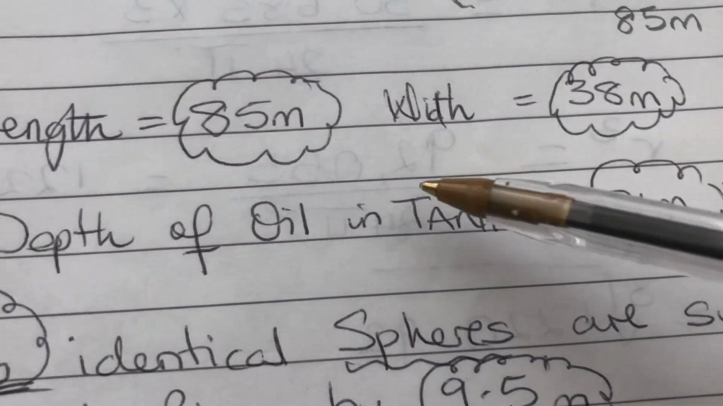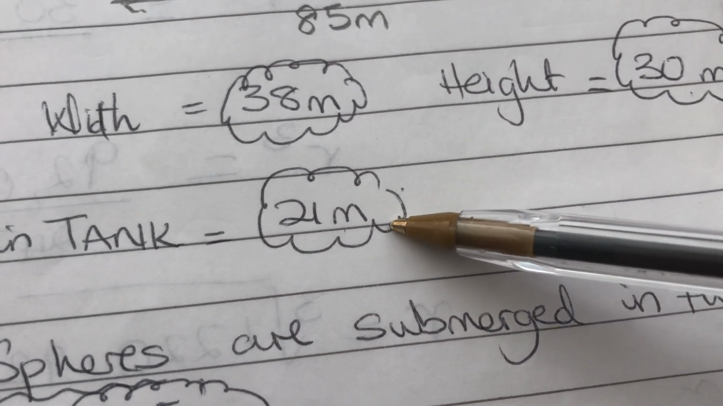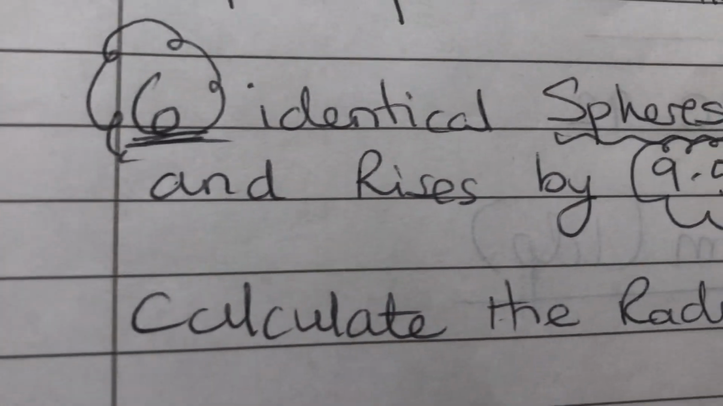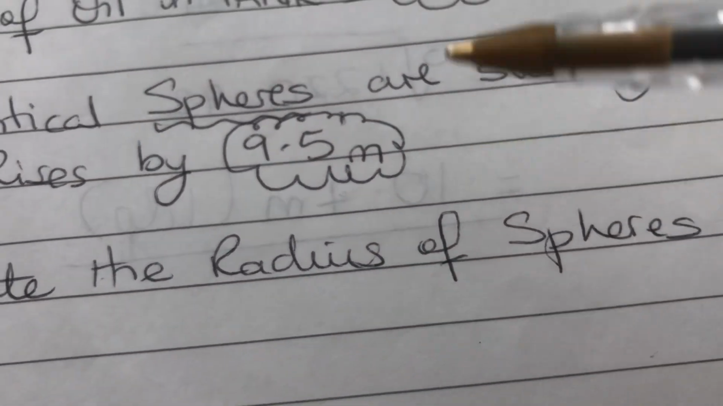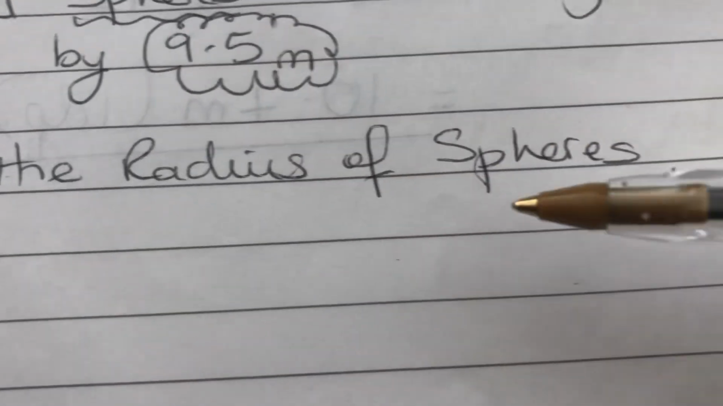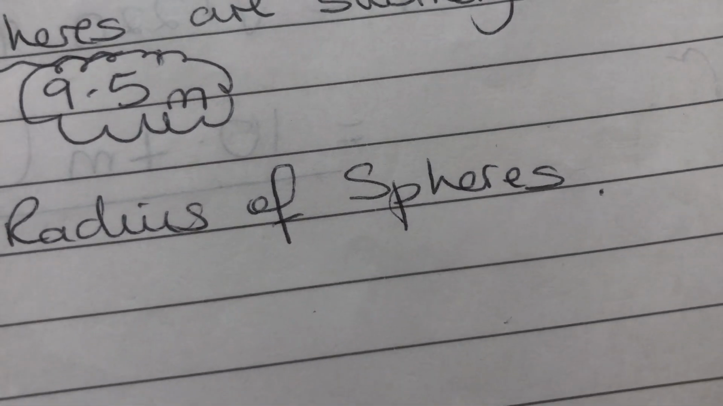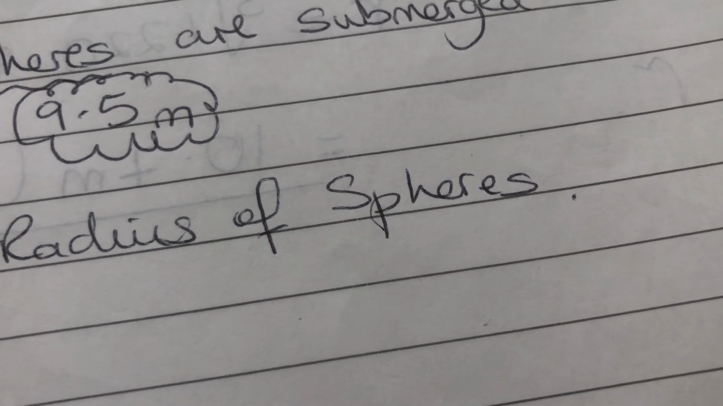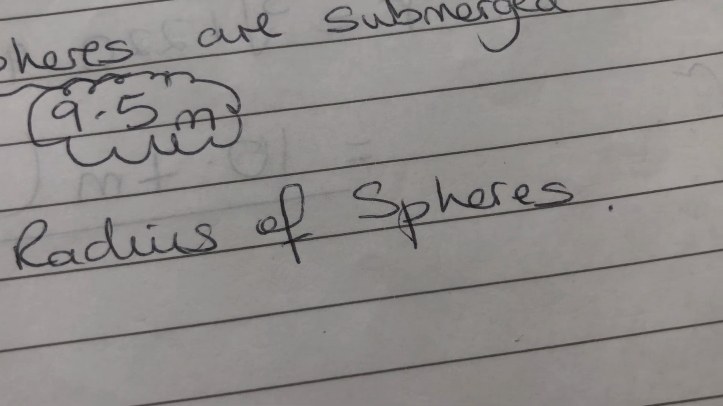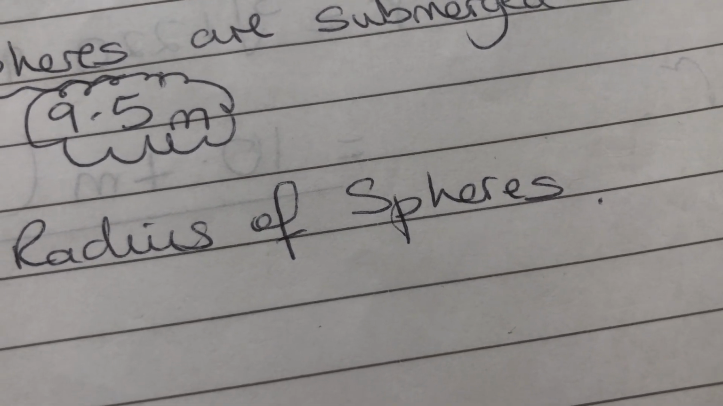Okay. The depth of the oil in the tank is 21 meters. 6 identical spheres are submerged into the oil and it rises by 9.5 meters. Calculate the radius of the sphere, the one sphere, not all the 6. That's why you multiply. The first round we multiplied by 4, so this one will multiply by 6. Okay.